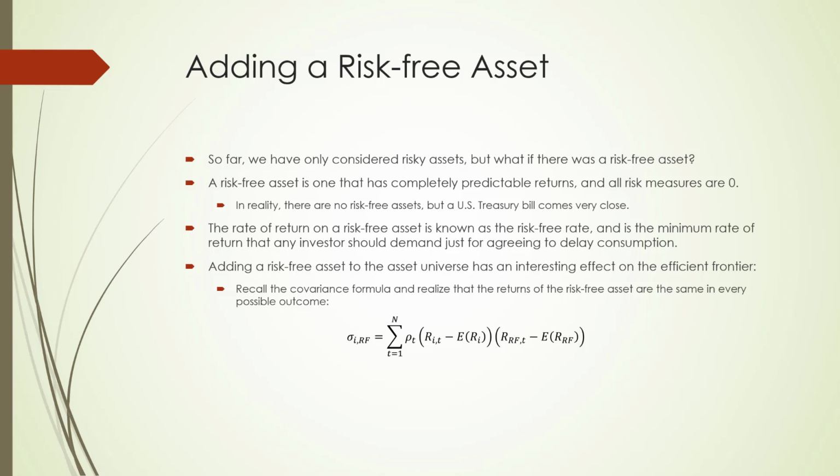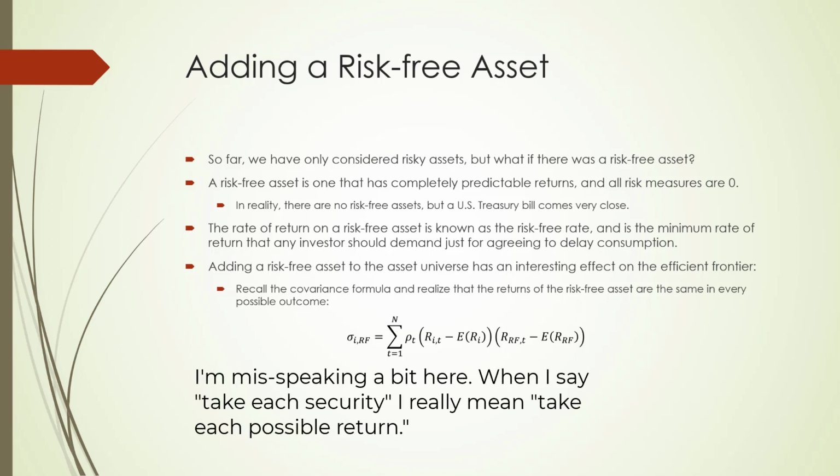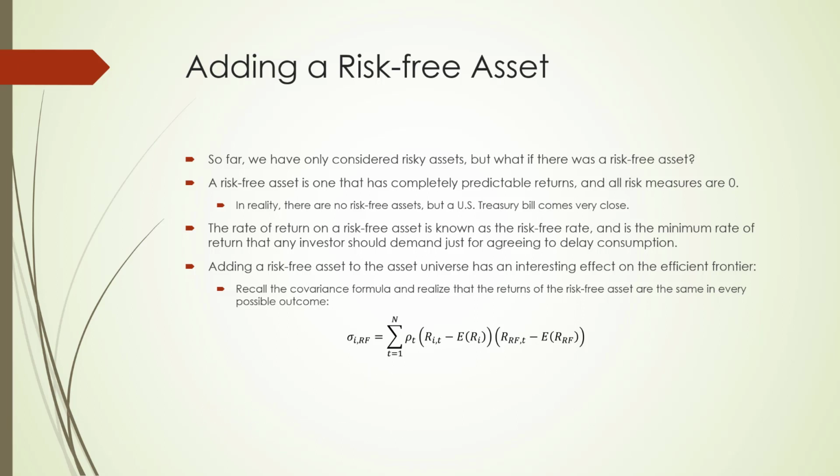So here you see the equation for covariance, and we saw this back in chapter 2, so this is not new. And remember, what we do is we take each security minus its expected return times the other security minus its expected return, and then multiply that by the probability and sum them over all possible outcomes.